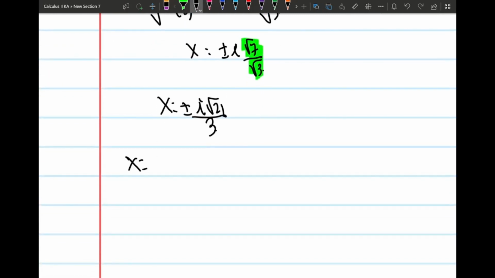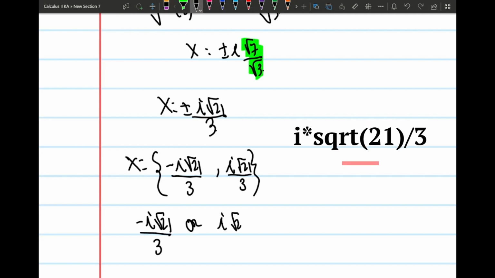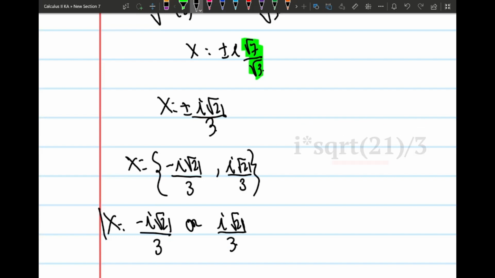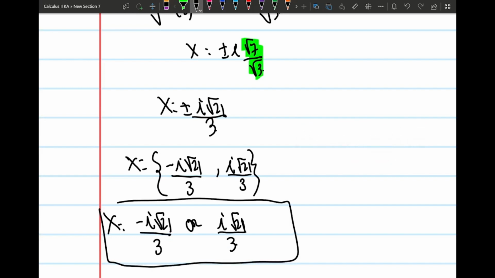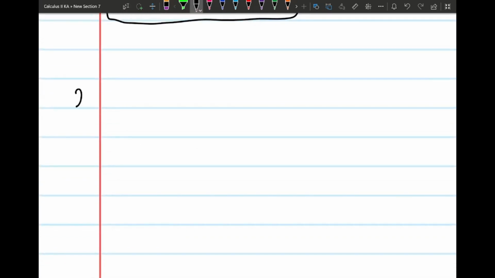You can include it as 2 separate answers. So negative i square root 21 over 3, comma, i square root 21 over 3. It doesn't matter as long as you put both answers. Okay, so that is the first example. Number 2.